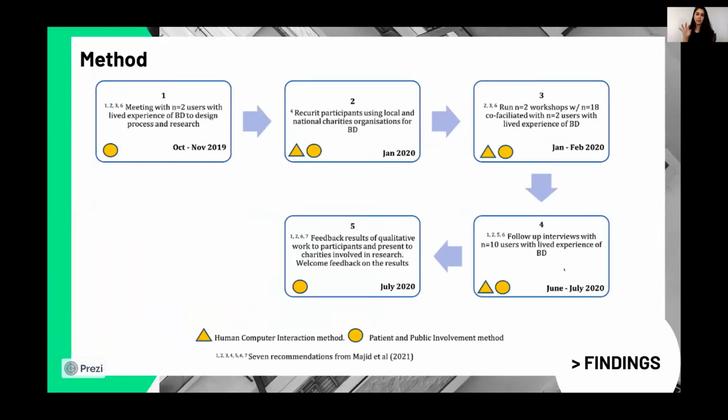So we had 5 different research items. For those research items that have a circular icon in it, that was something that we described as a patient and public involvement method. And those that have a triangle are what we would have considered a human-computer interaction method. And the 7 principles that we harped on about in our previous review are also indicated at the start of the research items. So I'll just walk you through what we did.